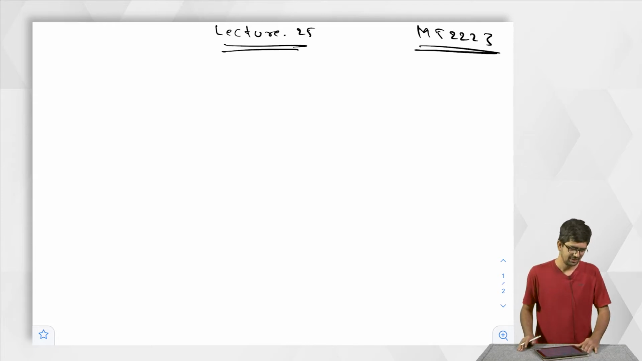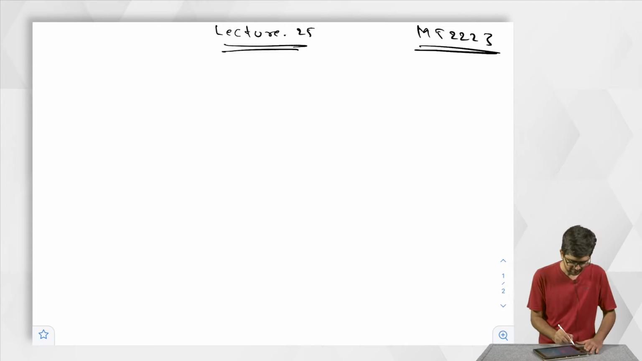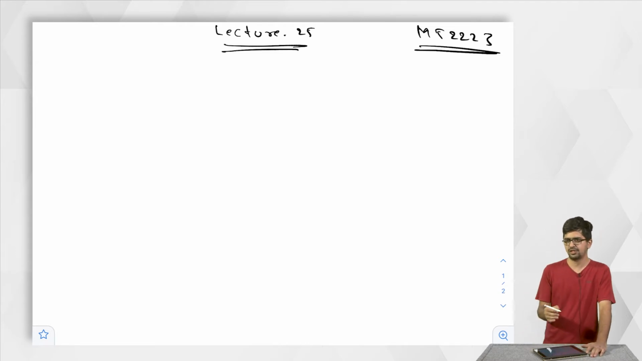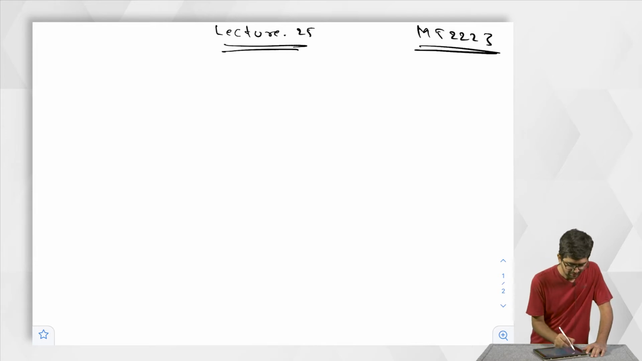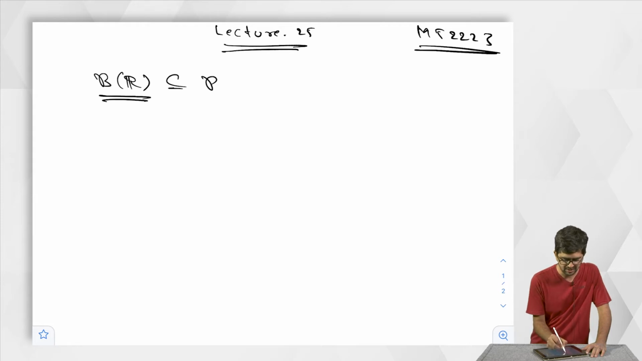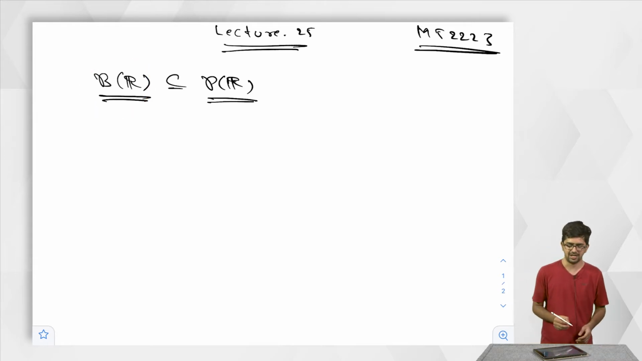So let us recall what we have done for subsets of R. We have made some constructions and we have used that to distinguish some special kind of sequences. Before that, suppose I have a bounded subset of R. Let us denote this by BR, where R's power set contains all the subsets; BR denotes the set of all bounded subsets of R.